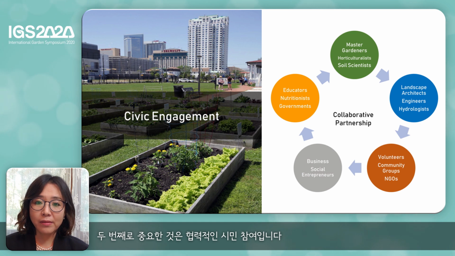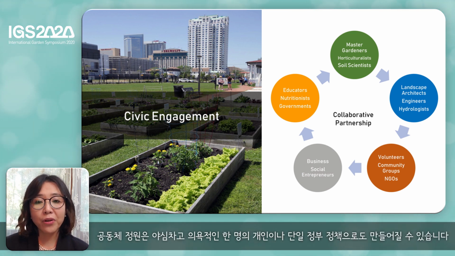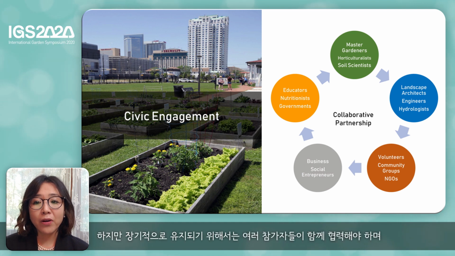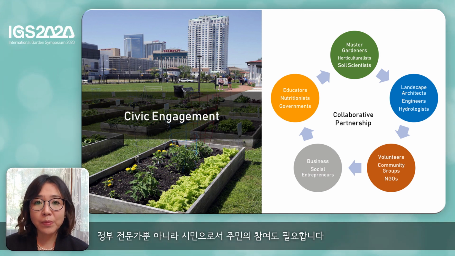Another piece of the puzzle is collaborative civic engagement. Community gardens can happen by only one ambitious, motivated individual or a single government initiative. There are precedents for that. However, to be able to sustain them in the long term, multiple players need to work together, not only experts and government, but also civically engaged residents.